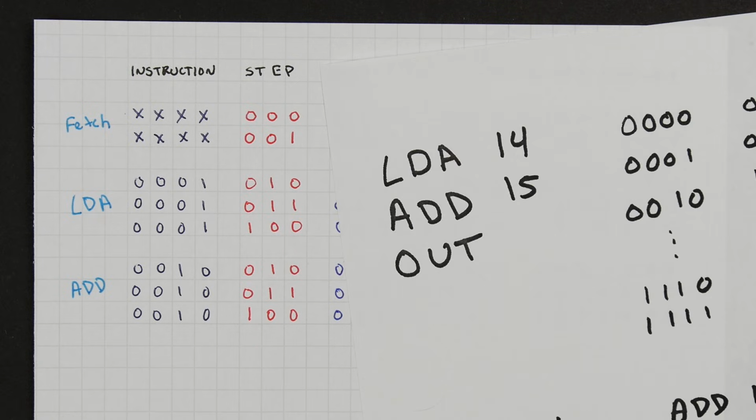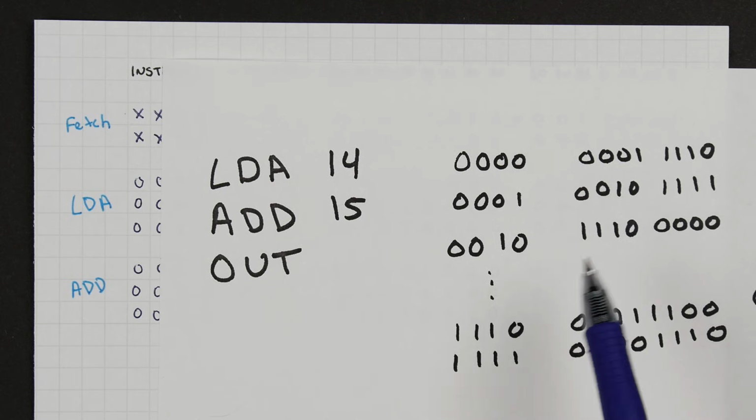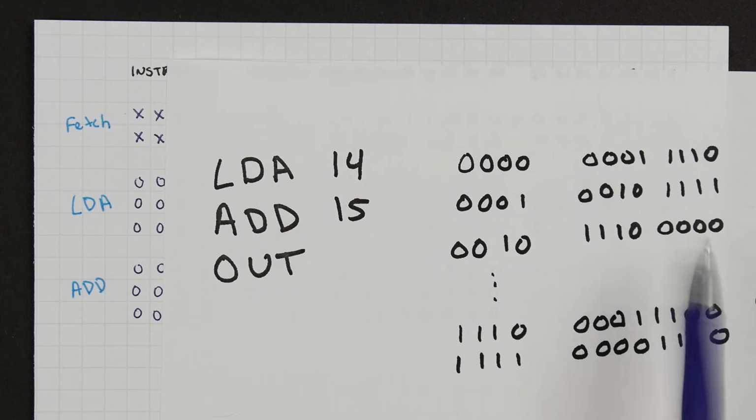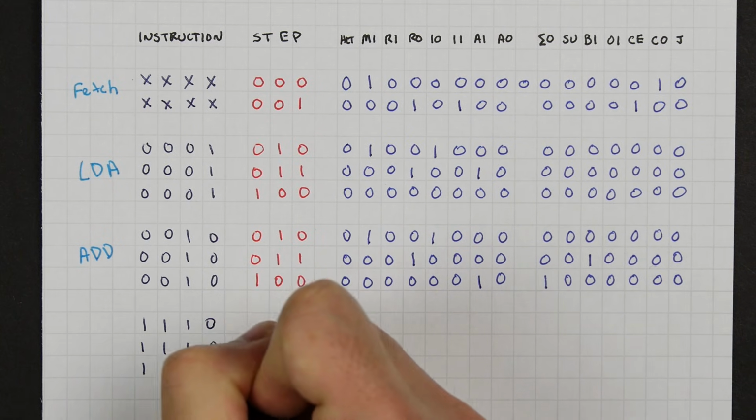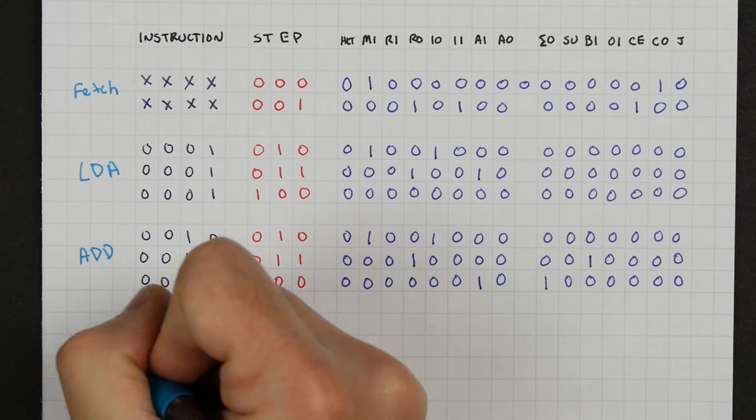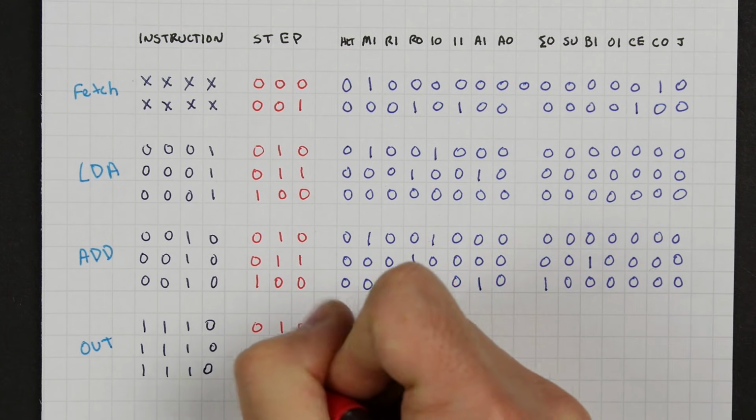And then the last command that we had in this program is the output command. And so the opcode for that, we decided was just going to be 1110. So we'll just do that here. That's 1110 will be the instruction that gets loaded if we want to use the output command.